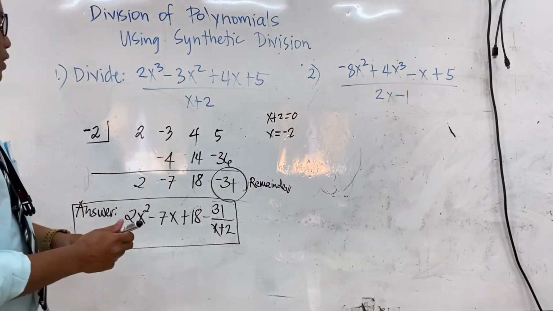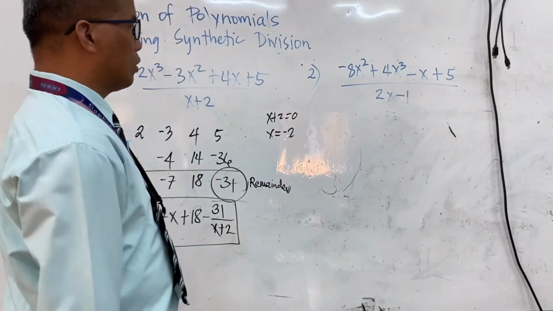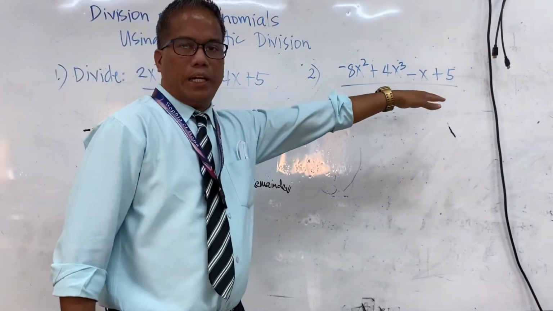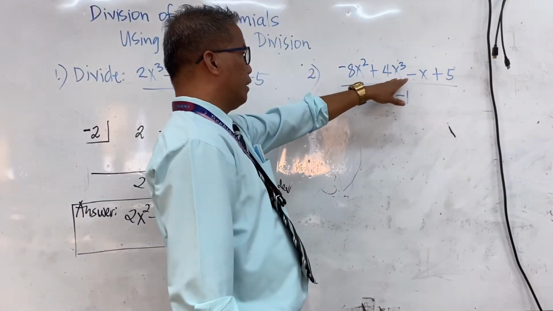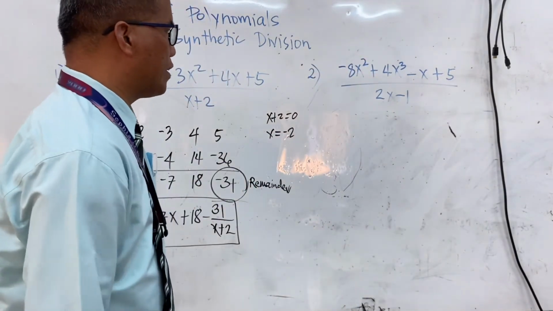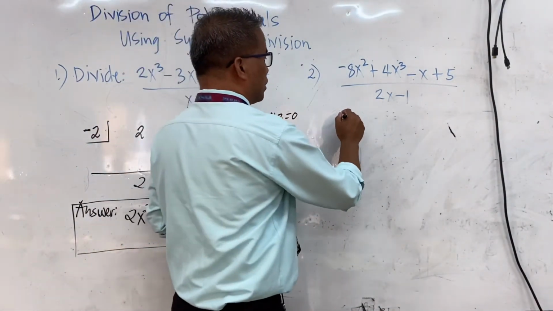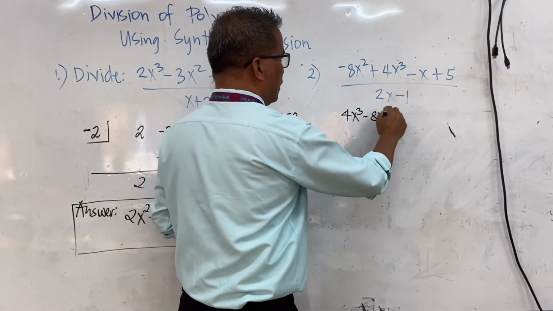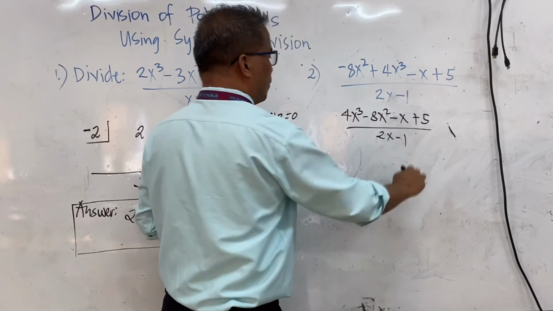Okay guys? Let's try another one. Let's proceed to question number 2. Negative 8x squared plus 4x cubed minus x plus 5 divided by 2x minus 1. Look at that, the exponent here is greater than the first term, so you have to rearrange it. It can be written as 4x cubed minus 8x squared minus x plus 5 divided by 2x minus 1.